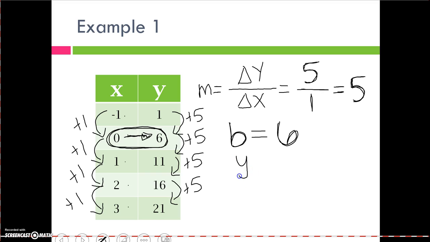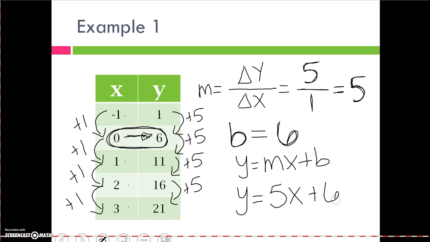Now we're going to substitute our values into slope-intercept form. So we have y equals 5, which is our slope, x, and then our b value is a positive 6, so it's going to be plus 6. And that's the equation we're looking for.